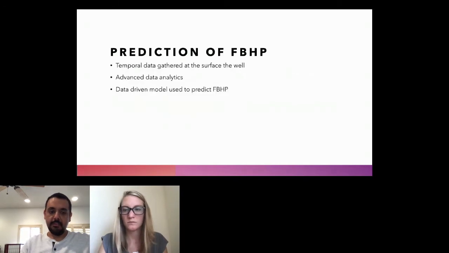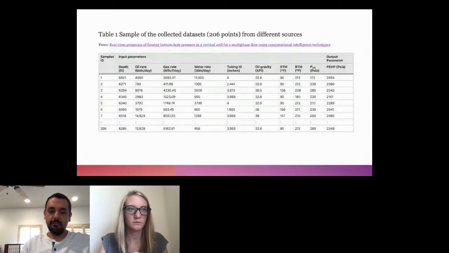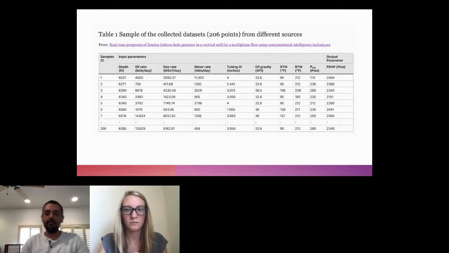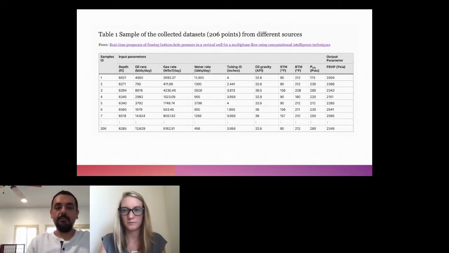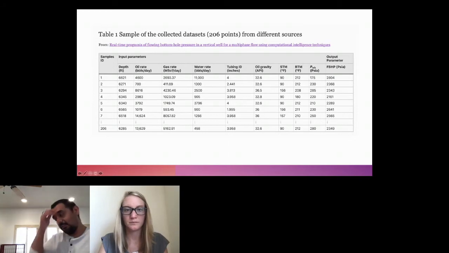So with temporal data, we use data-driven models to predict FBHP. One of the sources that I used was from the Society of Petroleum Engineers portal. It's the real-time prognosis of flowing bottom hole pressure in vertical wells. I got this table from their paper, and I saw that there were a lot of data gaps. They said it's 206 points, but actually they only show maybe 8 points.